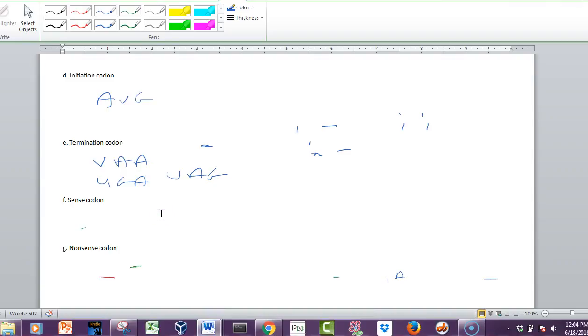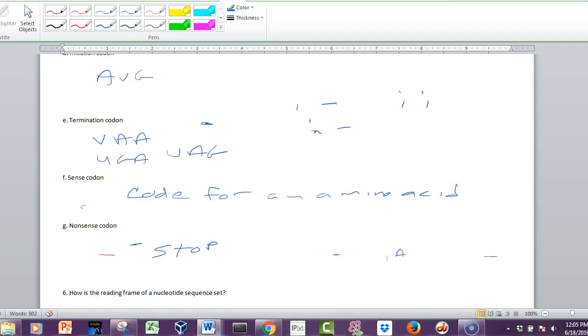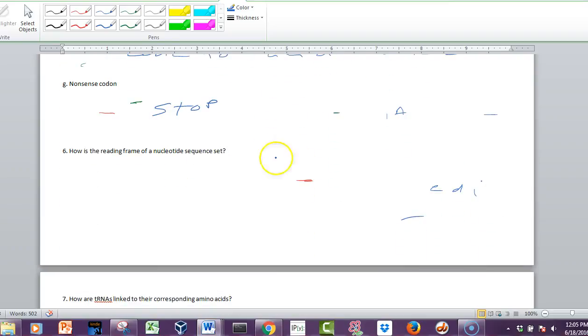So a sense codon is any codon that codes for an amino acid. And that's it. So all those codons in the table that code for an amino acid, those are called sense. And a nonsense codon is one that doesn't code for an amino acid. So a nonsense codon is the same as a stop. And so when the ribosome sees a nonsense codon, it says, oh, wait a minute, I don't have any tRNAs that will fit in there and give me an amino acid, so that doesn't make any sense, and so that's nonsense.